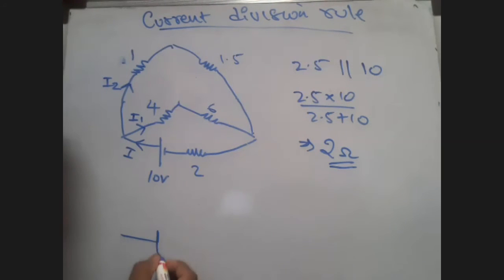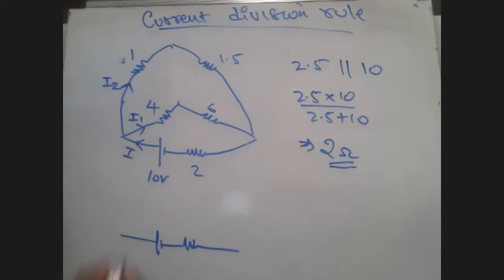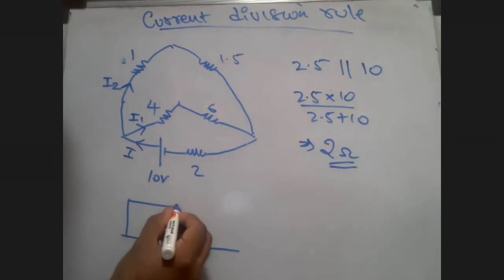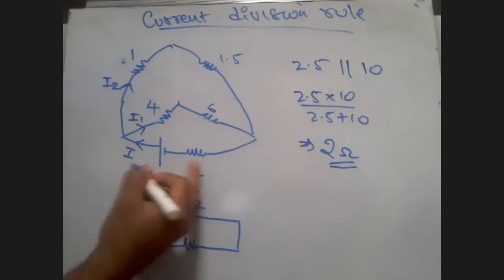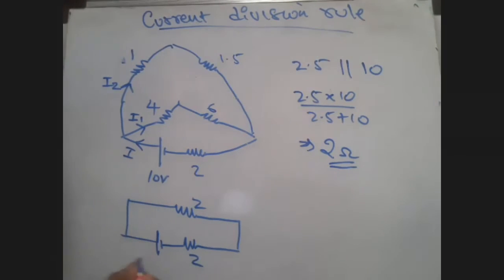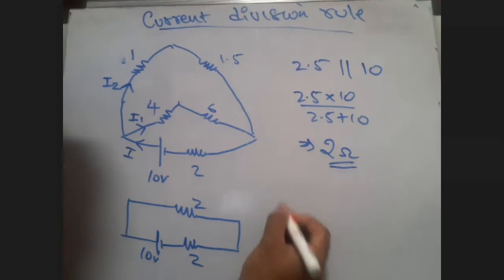So I will draw here. This is going to be my potential. This is going to be my resistor here. Another equivalent resistor, which we just found out is 2 ohms here. So I will write 2 here. Here it is 2 ohms. Here it is 10 volts. Fine. So from here we can find out what is going to be my I.